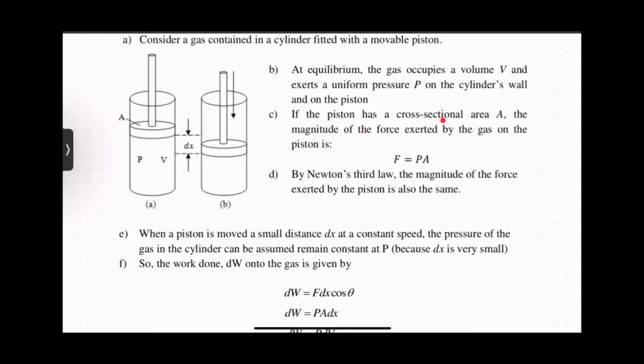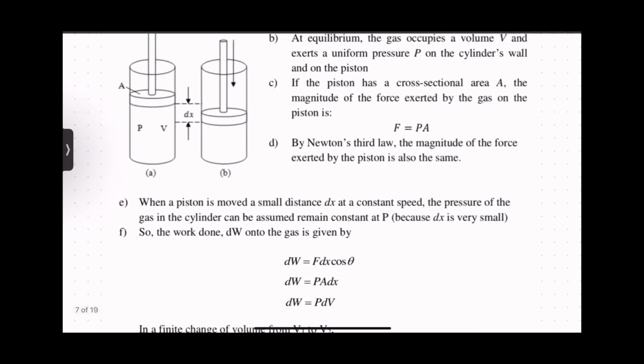Okay, if the piston has a cross-sectional area A, and the magnitude of the force exerted by the gas on the piston is force equal to pressure times area. Where does this equation come from? From pressure is equal to force over area. Okay, by Newton's third law, the magnitude of the force exerted by the piston is also the same. If we push the piston downward, the force exerted by the piston on the gas is the same. Like Newton's third law. When you compress, the force exerted is the same as when you expand.